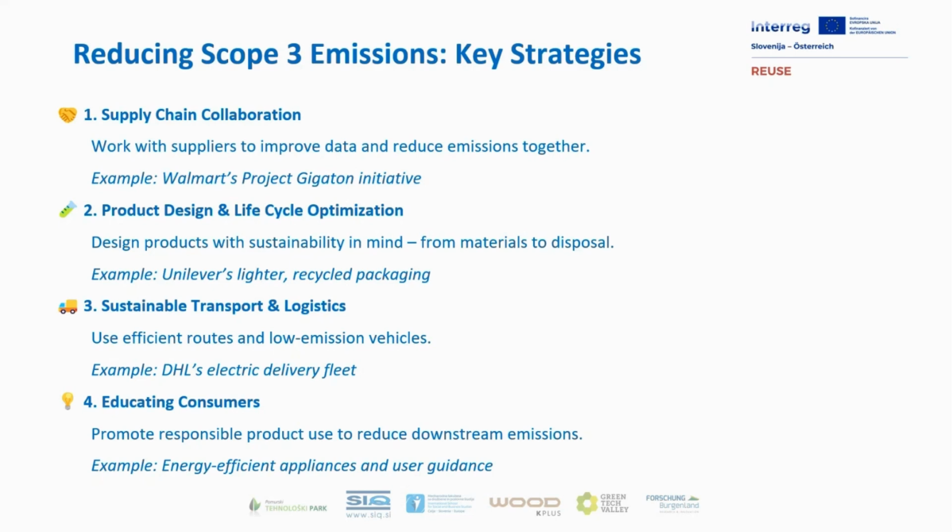And fourth, educating consumers. So emissions during the use phase of products can also be significant, especially for energy-using goods. By helping customers use products more efficiently, companies can reduce downstream emissions. A good example is the development of energy-efficient home appliances, which consume less electricity and reduce emissions over time. So companies can also provide instructions or tools that help users lower their energy use in practice.